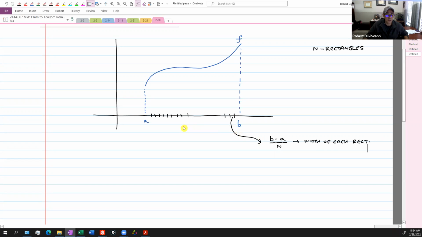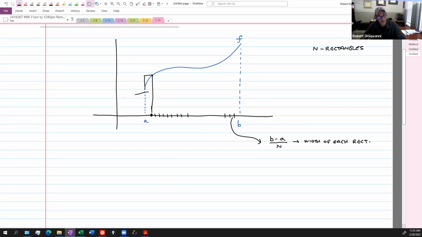All right, let's look at the very first rectangle. What I'm going to do is go to this right endpoint right here. I'm going to go up to the function right there. Boom. I'm going to plug that in and draw a rectangle that goes over and down. Okay.